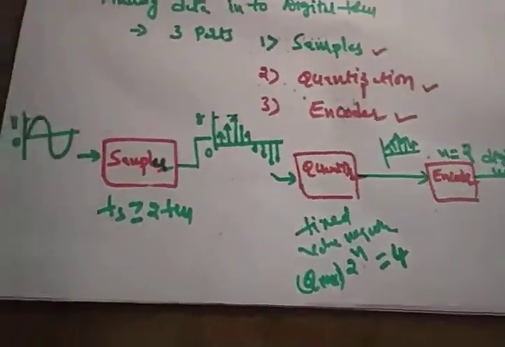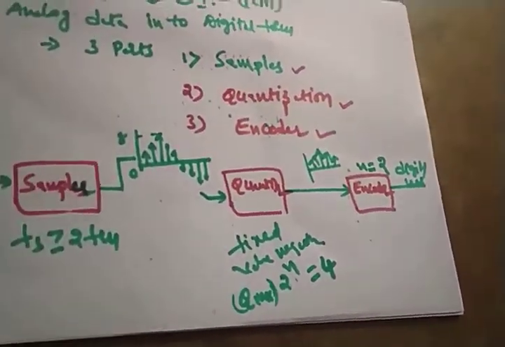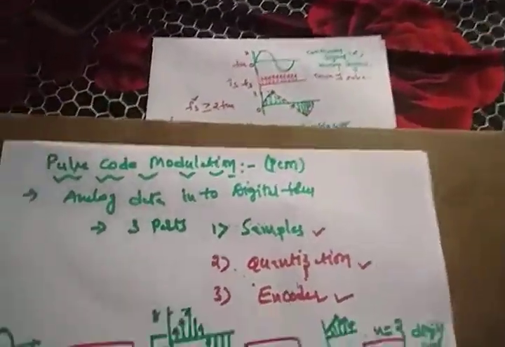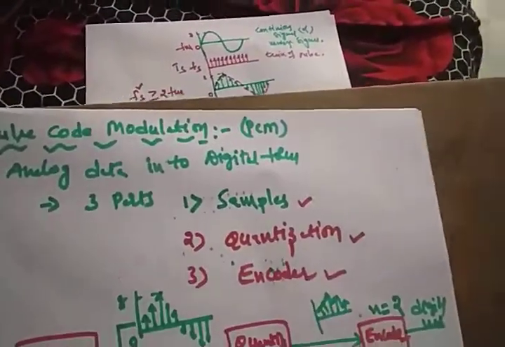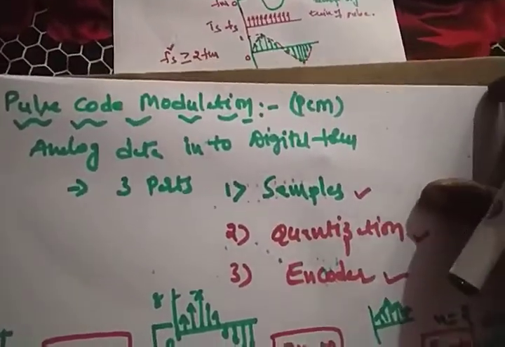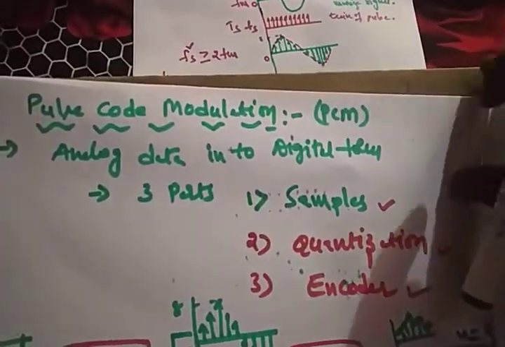Now I'll clearly explain. I'll take one input signal, and we'll see how your input signal is converted to digital form with the help of PCM. You know about the quantizer. Quantizer means it gives a fixed value of magnitude. Now the main important concept here is the quantizer. Once the quantizer is understood, everything is fine.